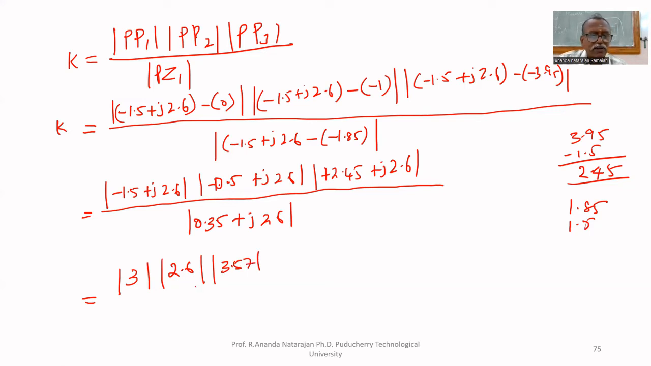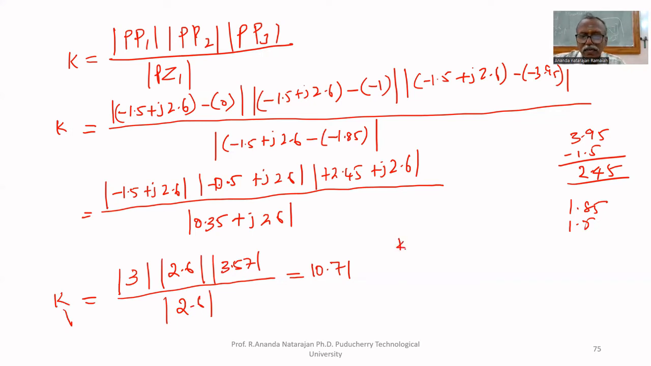Therefore, we can take 3.57 divided by, what is the value? It is 0.35, comma 2.6. Again, shift polar function 0.35, comma 2.6 equals 2.663. The 2.6 gets cancelled. 3 multiplied by 3.57 equals 10.71. The K value is 10.71.